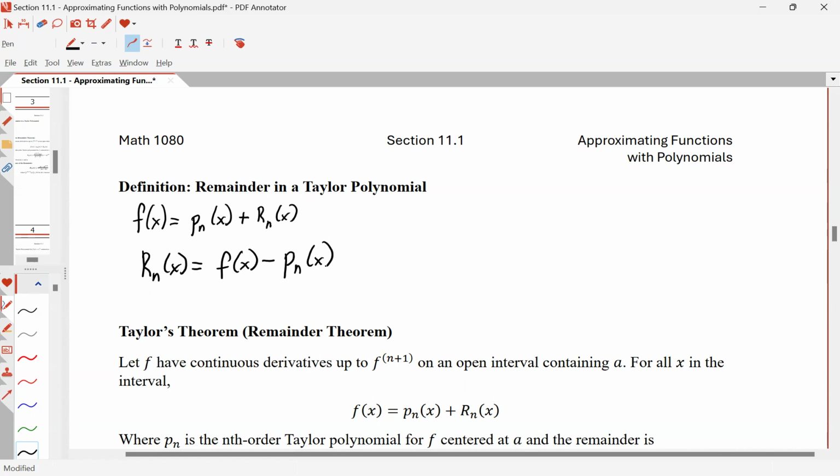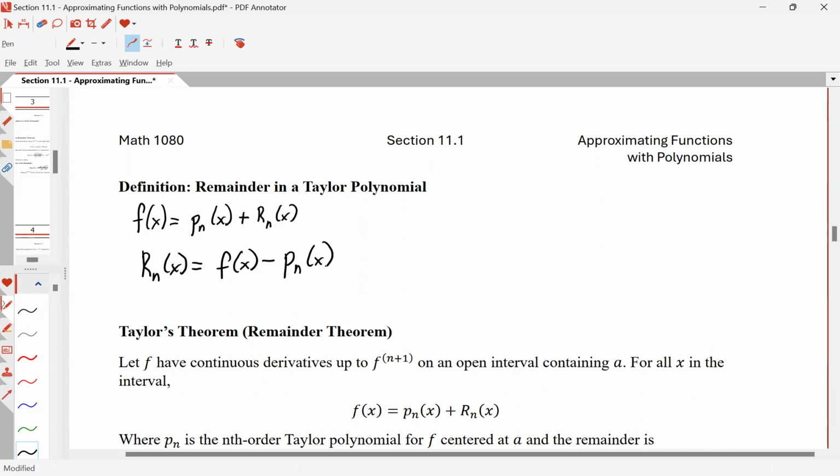So there is a remainder. We call it the remainder. It's telling us the error between the function and the Taylor polynomial. So we're trying to see how small can we get that to be? How many terms may we need in our nth Taylor polynomial to make the error small enough?